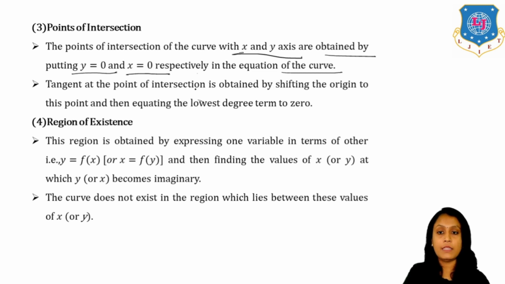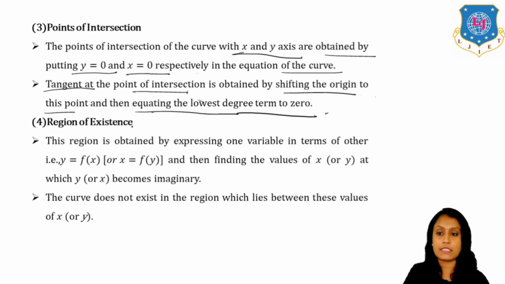Now the tangent at the point of intersection is obtained by shifting the origin to this point and then equating the lowest degree term to 0. After finding the point of intersection, we have to find the tangent at that point. So we'll shift the origin to that particular point, and then to find the tangent, we always have to equate the lowest degree term to 0.